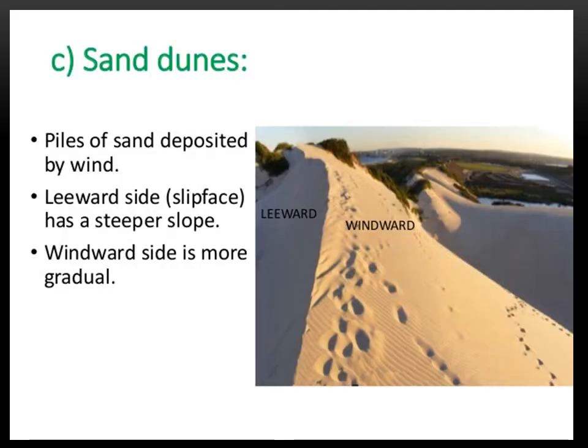The fourth one is the sand dunes. Dunes are large masses of wind-blown sand and are most common in desert environments such as the Sahara and also near beaches. An area with dunes is called a dune system. In physical geography, a dune is a hill of loose sand built by a wind process or by the flow of water. So these are actually the piles of sand deposited by wind. The leeward side or slip face has a steeper slope. The windward side is more gradual.